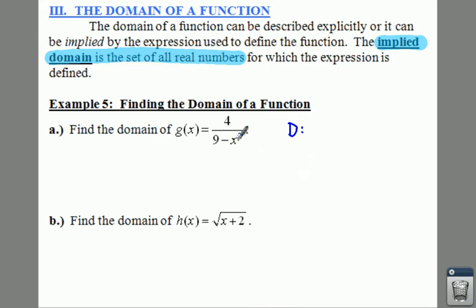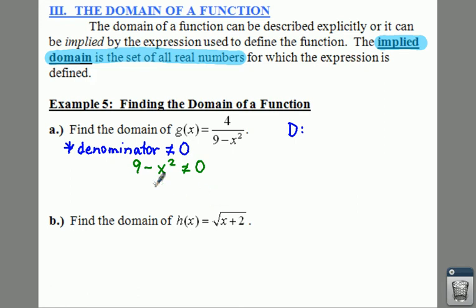Your domain is all real numbers, but if you have all real numbers, that includes anything that could make your denominator equal 0. So you have to remember, if you have a fraction, your denominator cannot be equal to 0. So whatever x value makes this equal to 0, you can't have. So in order to solve this, we're just going to take 9 minus x squared and set it not equal to 0.